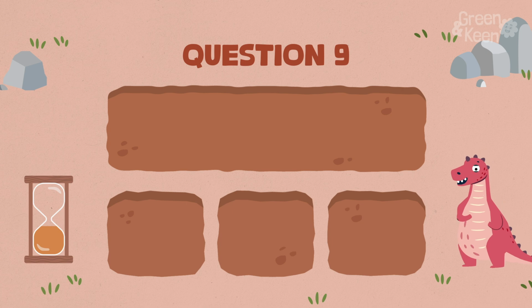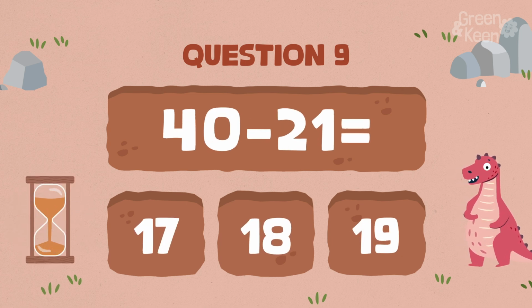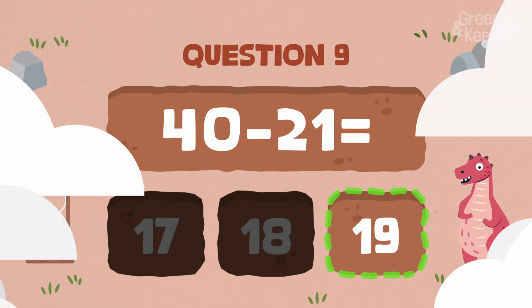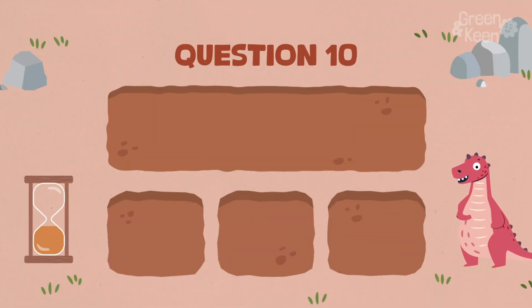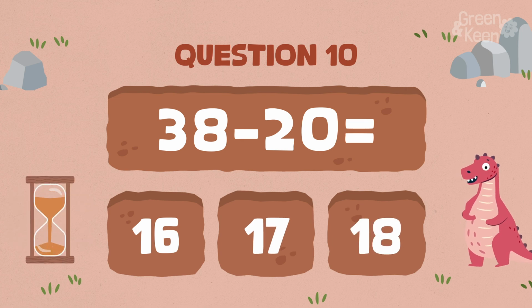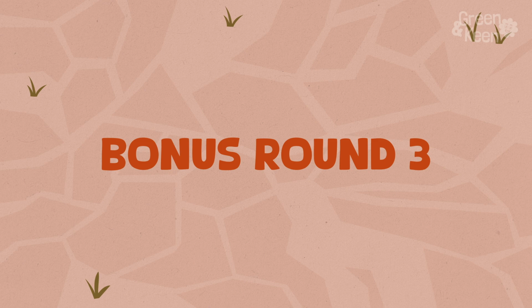Question number 9. 40 minus 21 equals... The answer is 19. Question number 10. 38 minus 20 equals... The answer is 18. Here comes the bonus round.